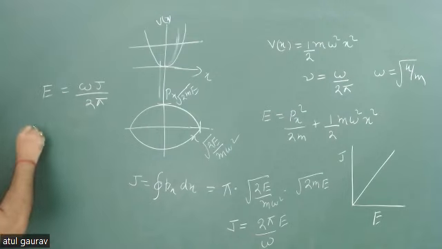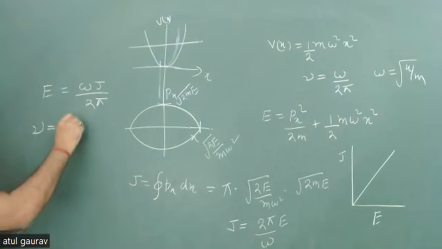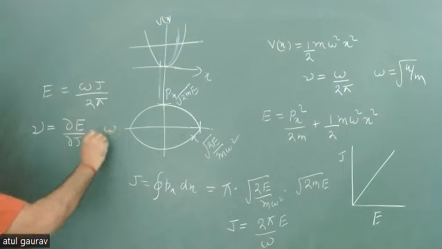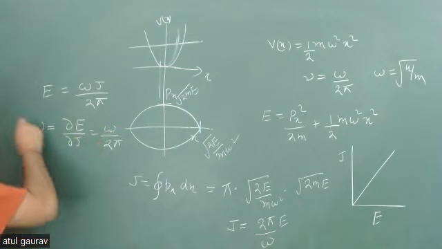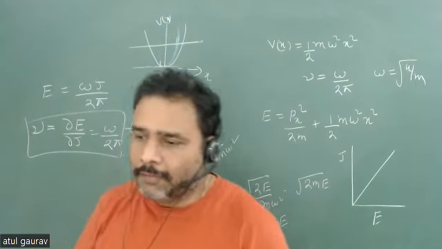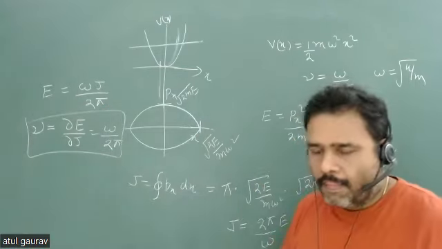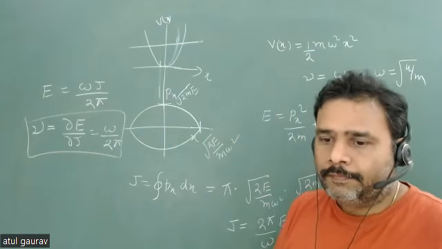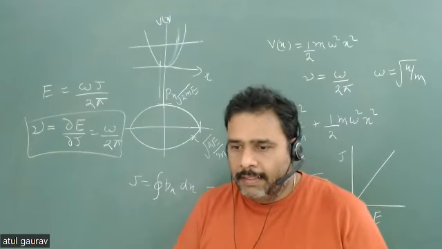And what will be your frequency? Your frequency is nothing but del E upon del J, that is exactly omega upon 2 pi, whatever we have learned in our +2 level, isn't it? Clear hai?